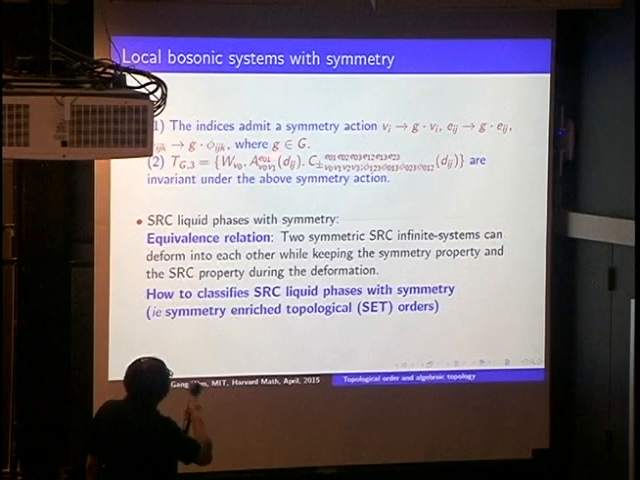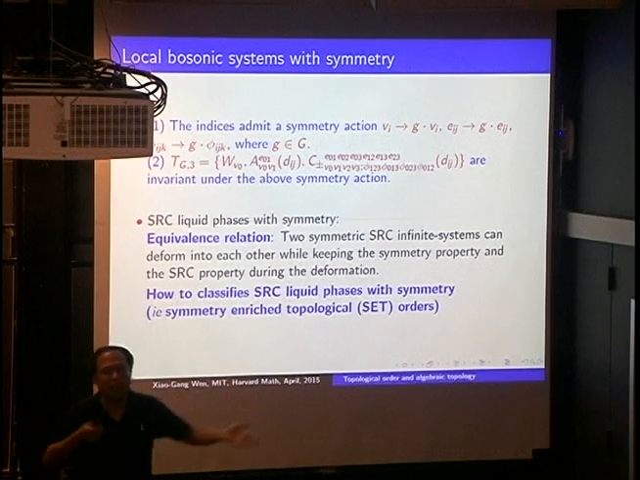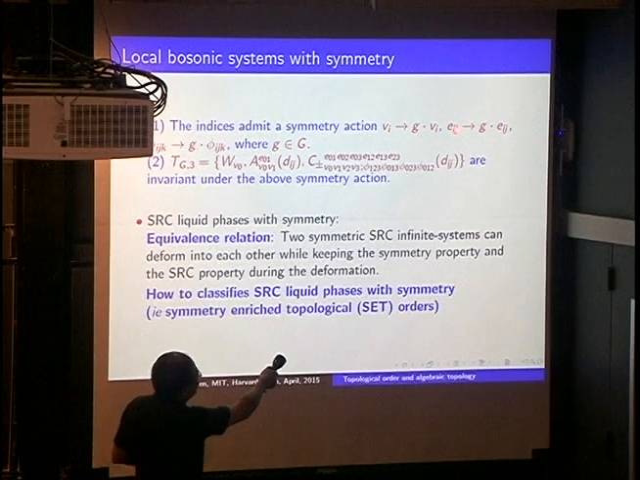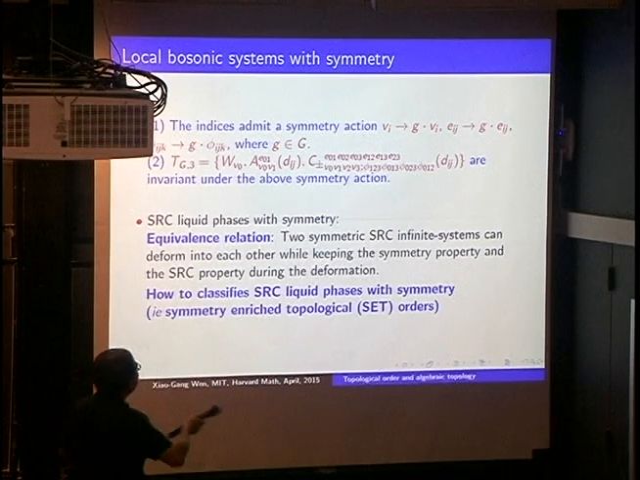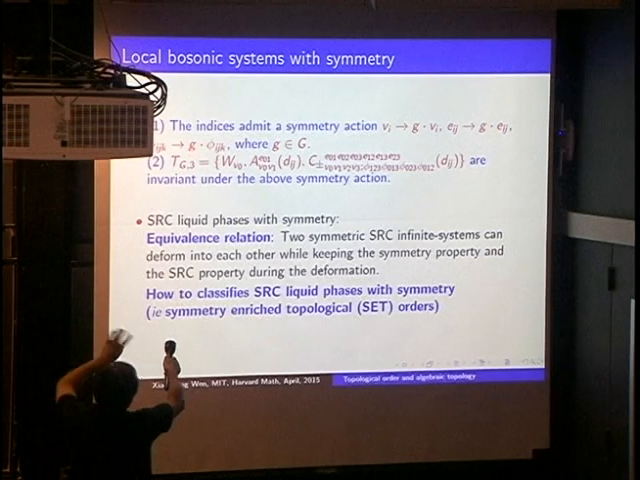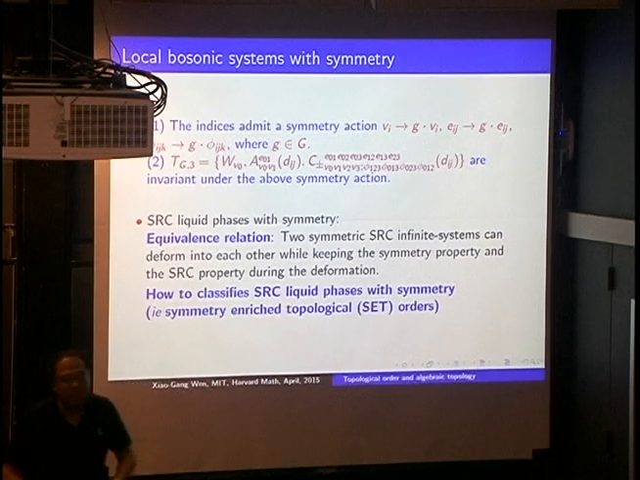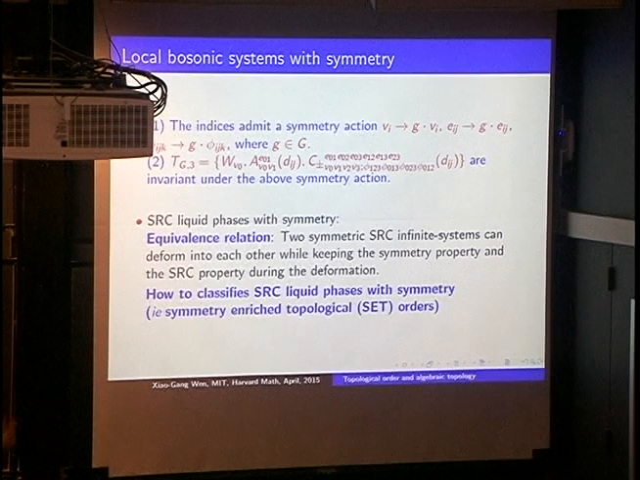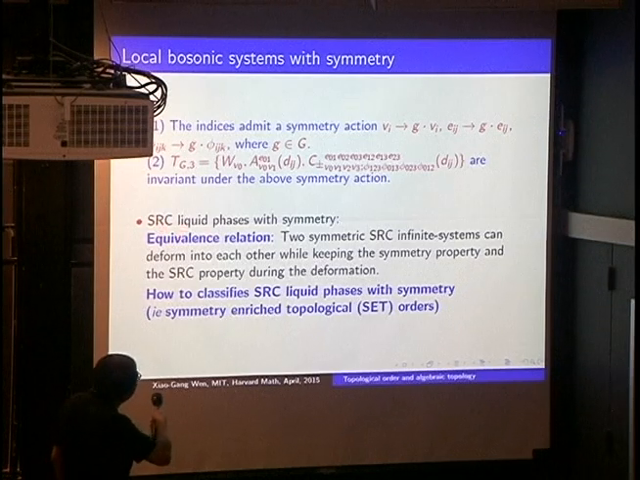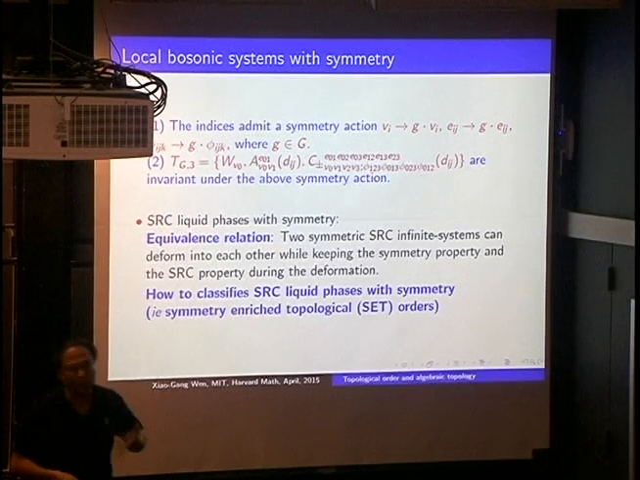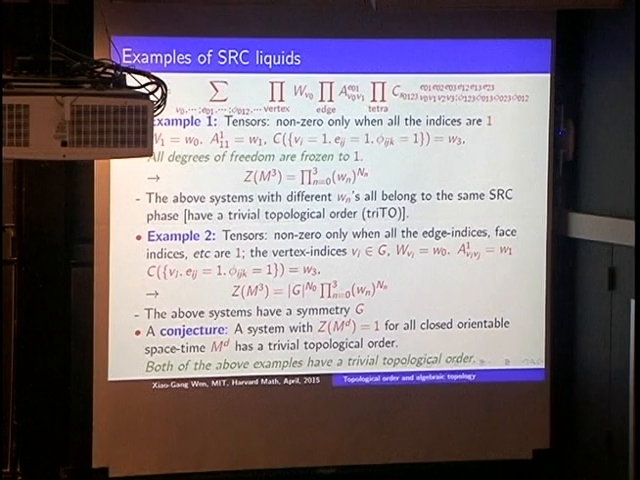We have a symmetry operation, which basically permutes those indices. So this G is a group element. They just permute indices in a certain way. And so you can even view this index as a group element itself. So G acts on the index by just group multiplication. And then when the indices are permuted by the group action, we say that this tensor is invariant under this kind of permutation. And then we say this tensor has a symmetry. Okay, that's it. And then certainly there's an issue about how to classify Schrodinger correlated liquids with symmetry. So maybe let me just skip this part.